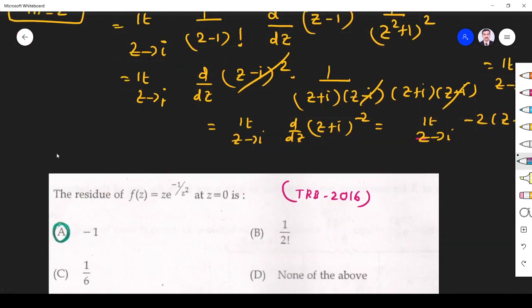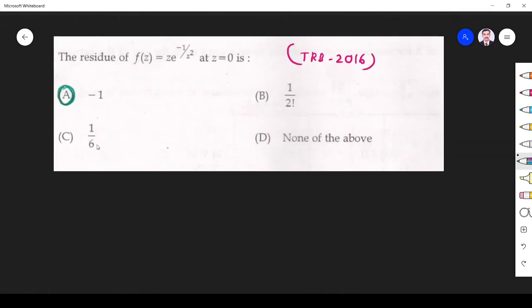Okay. Next question. Find the residue of f of z, which is equal to z into e power minus 1 by z square, at z equal to 0.